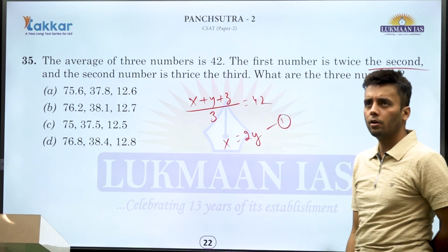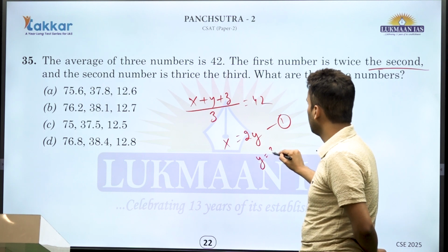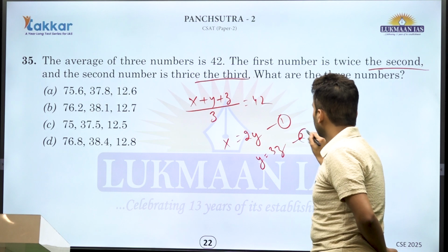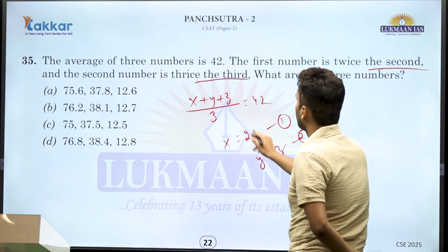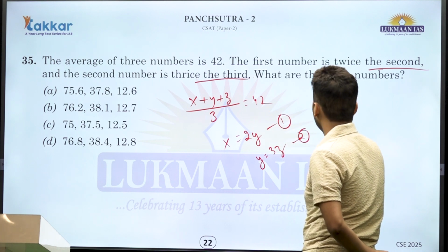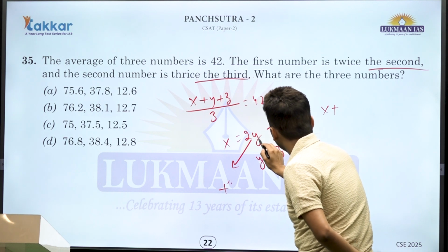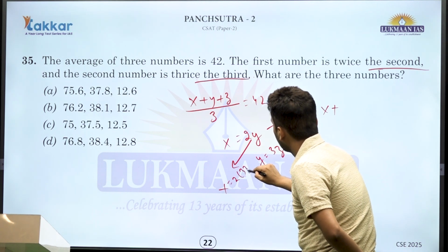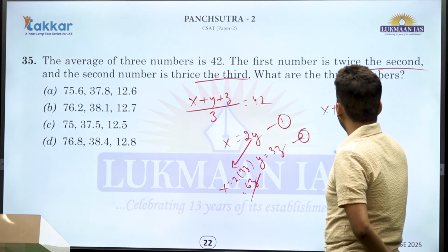Suppose this is equation 1. And the second number is thrice the third, y equals 3z. What are the 3 numbers? From this we can substitute and get the value of x. Now substitute the value of y based on equation 2. Then it becomes 2 times 3z, that is 6z. The value of x becomes 6z.